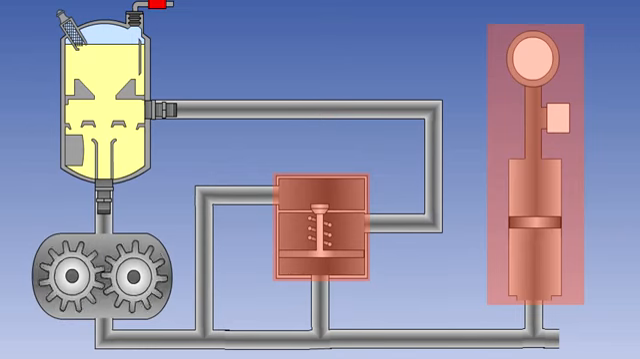Remember that systems using a constant delivery fixed volume pump must also have both an automatic cutout valve and an accumulator in the system.